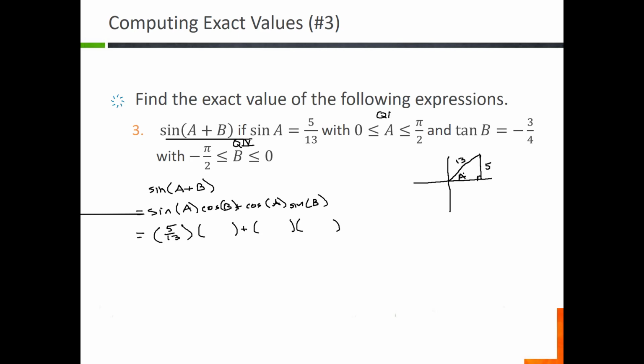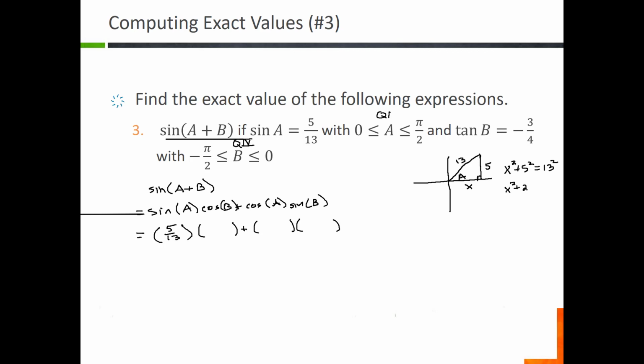Okay. So what else do we need to know about angle A? We also need to know the cosine of angle A. And so we need to figure out what's the adjacent side. Okay. In order to figure out cosine, we need the adjacent side. So let's just call that x. So we know the cosine of angle A is going to be x over 13, but we actually want to compute x. And that's just going to be the Pythagorean theorem. So x squared plus 5 squared has to equal 13 squared.